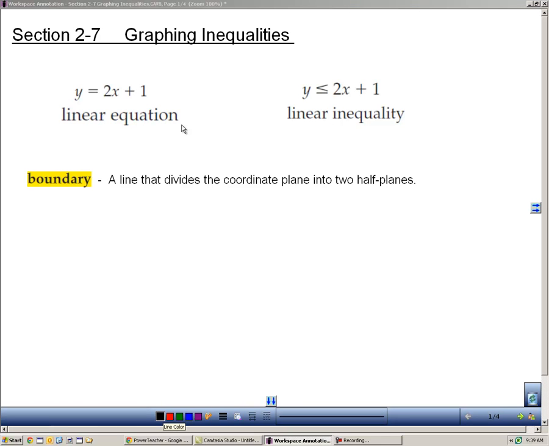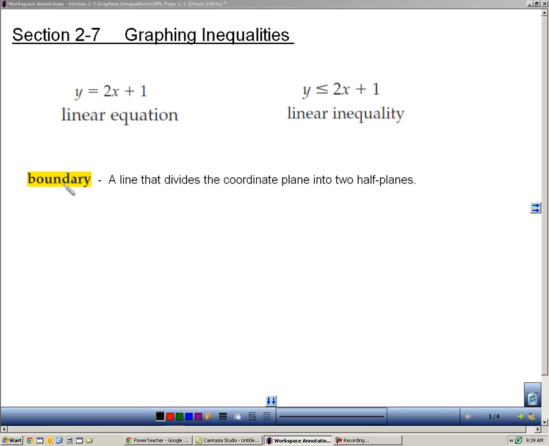Section 2.7 is about graphing inequalities. We've already looked at graphing linear equations that have equal signs, but now we're going to graph linear inequalities that have less than, greater than, and equal to symbols. The only difference is that when you graph the line, you have to determine which side you're going to shade, and you're going to color in one side.